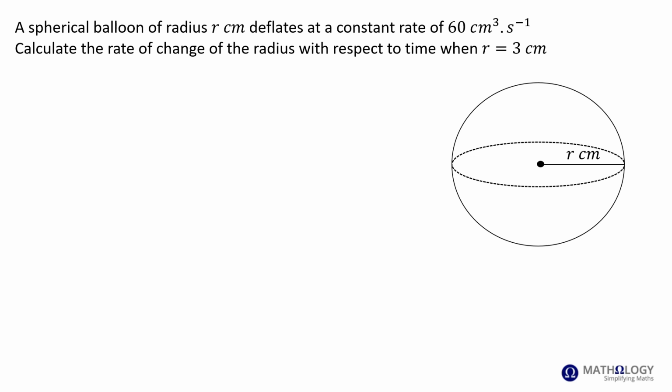A spherical balloon, with radius r centimeters, deflates at a rate of 60 cubic centimeters per second. We are required to calculate the rate of change of the radius with respect to time, when the radius is 3 centimeters. Firstly, the keyword, deflates, means that the volume of the balloon is decreasing. The rate at which the volume decreases is 60 cubic centimeters per second.